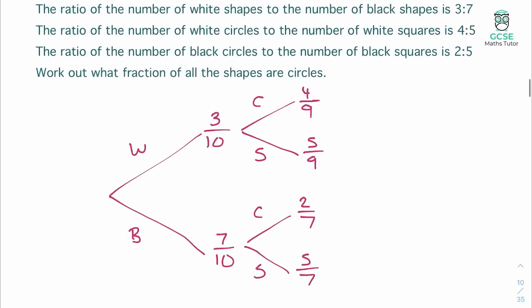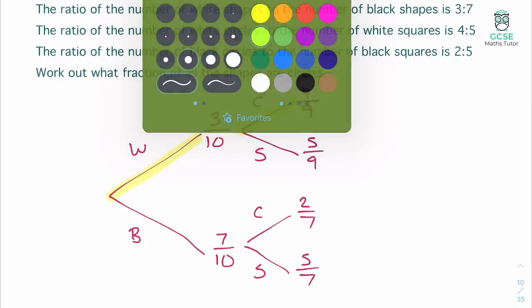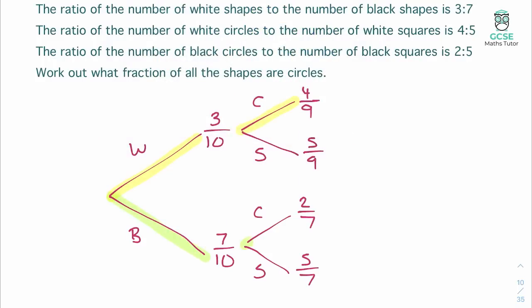So what fraction of all the shapes are circles? So we want to know the white circles, which is up this route, and let's swap colour for this one. We want the black circles as well, which would be that route. And then we've got those two, we'll add them together just like a probability tree. So 3 over 10 times 4 over 9. I may as well write the working out down for this, because on these types of questions, that bit of working out there gets us a mark, particularly when we write the next one. So 3 times 4 is 12, 10 times 9 is 90, and there's my final fraction.